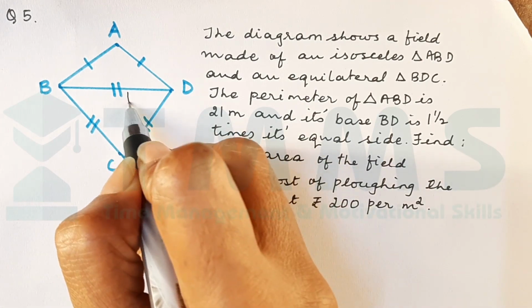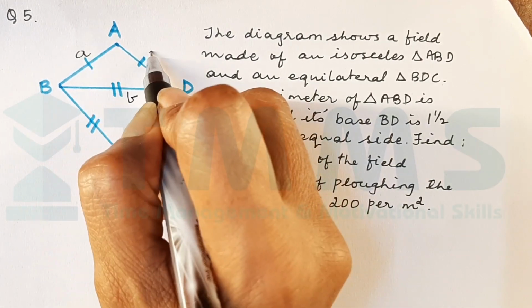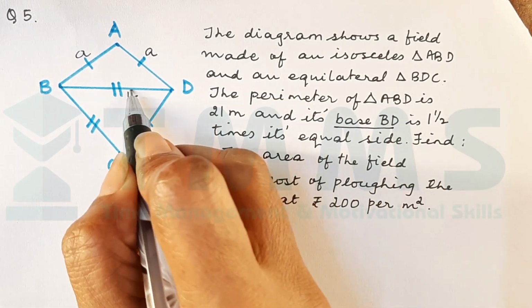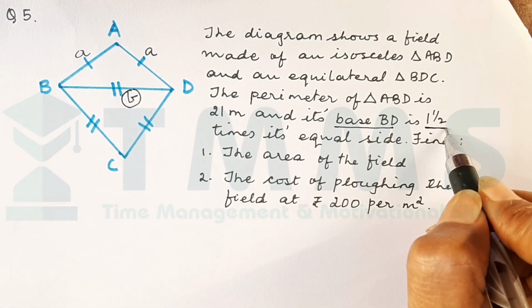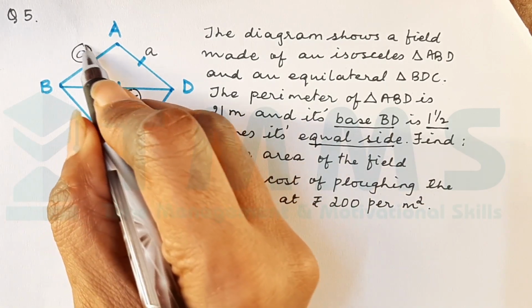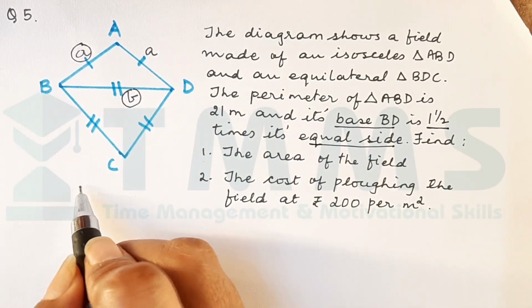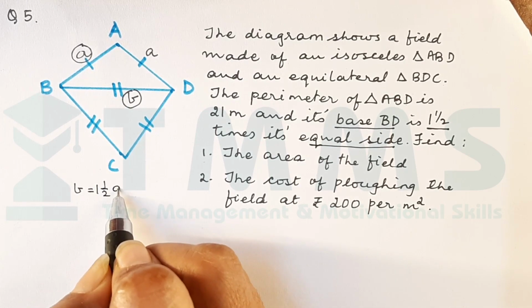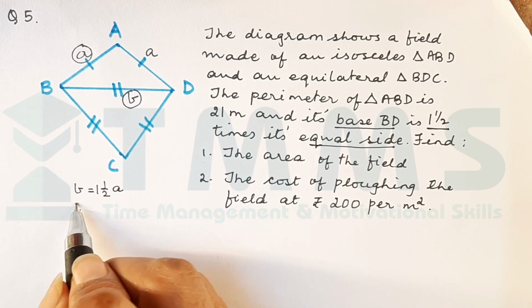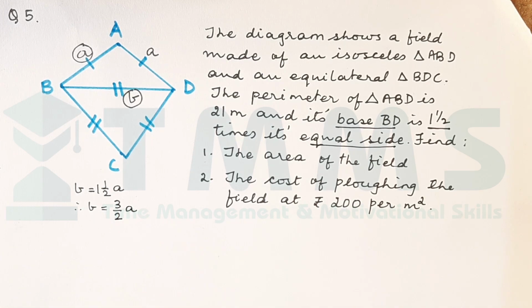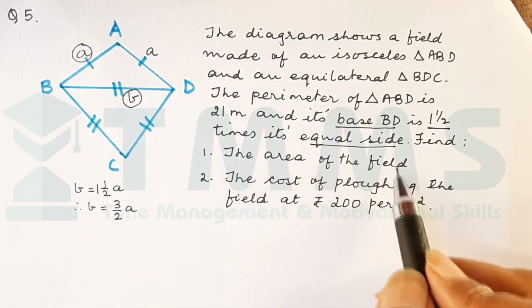So if I call this base as B, then the equal sides become A and A. So the base BD, which means B, is equal to 1.5 times its equal side, meaning 1.5 times A. So let us write over here, let's make a note of it. B is equal to 1.5 times A, which means therefore B is equal to 3/2 times A. Okay, now that we got this, let us see how we proceed. Find the area of the field.